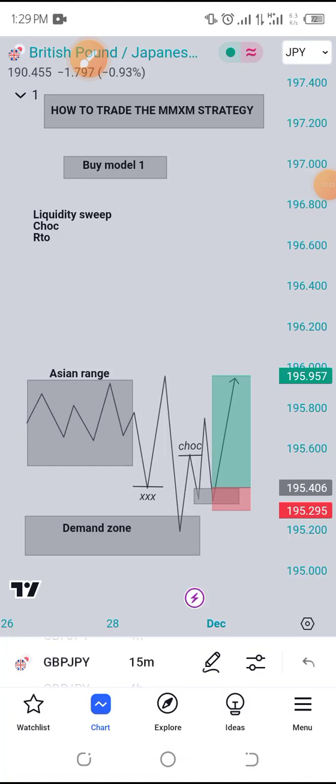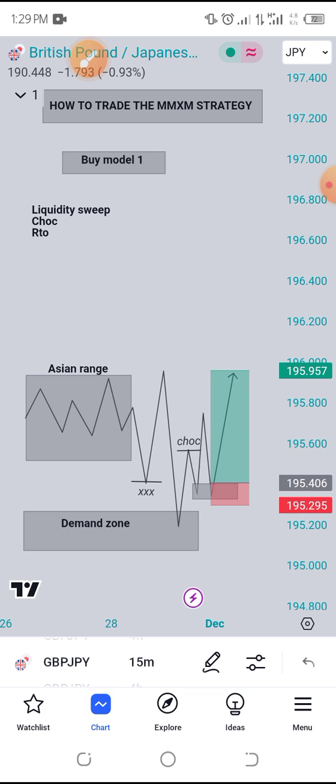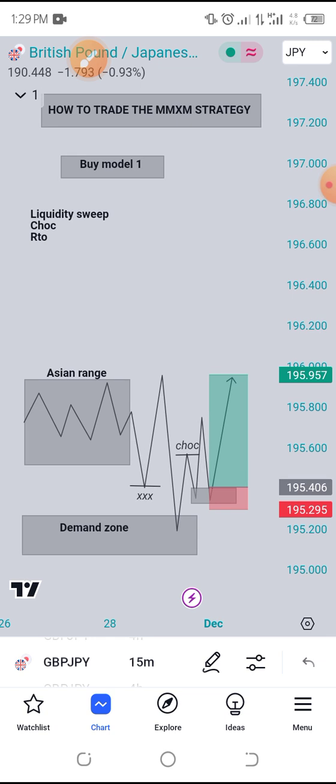In this video, I'm going to show you guys how to trade the market maker buy or sell model strategy. This is one of the strategies that I use to trade, and it's very profitable. I'll show you. It looks complex, but just ensure that you watch the video from beginning to the end so that you understand how I trade this particular strategy.